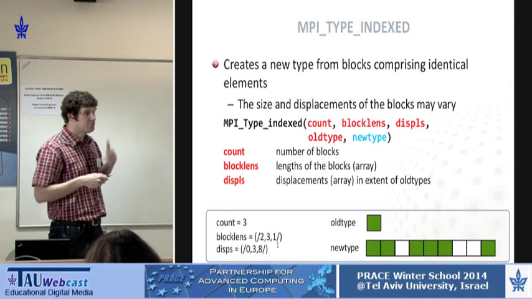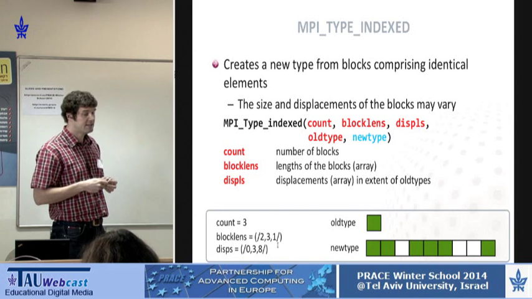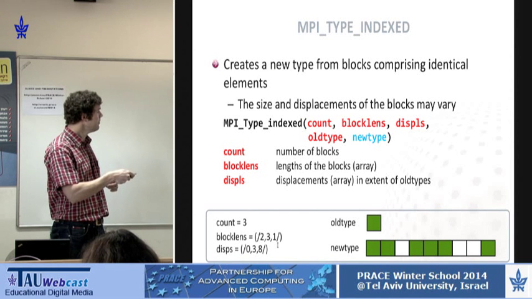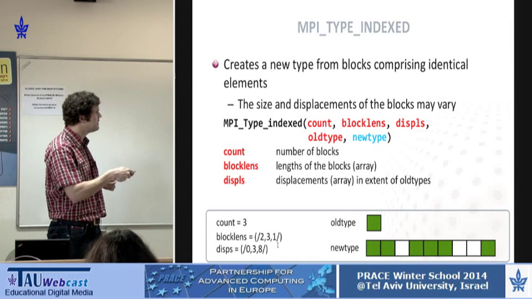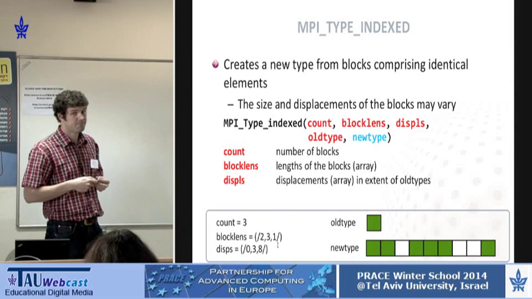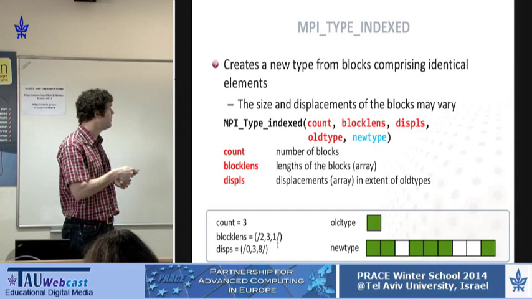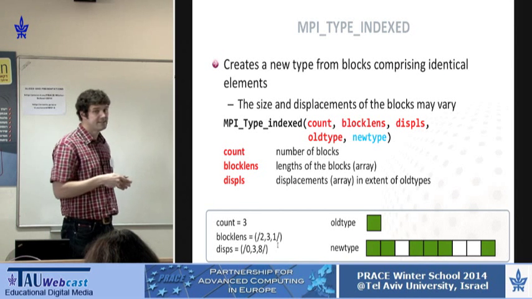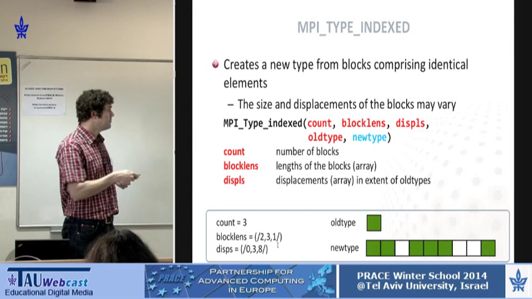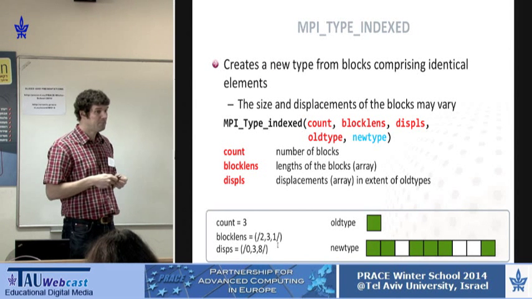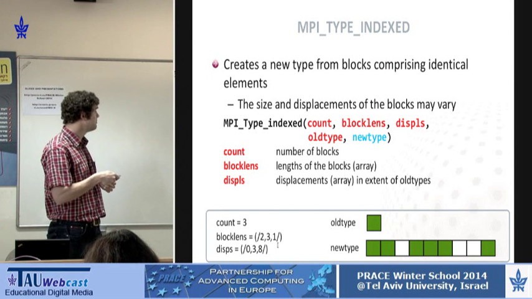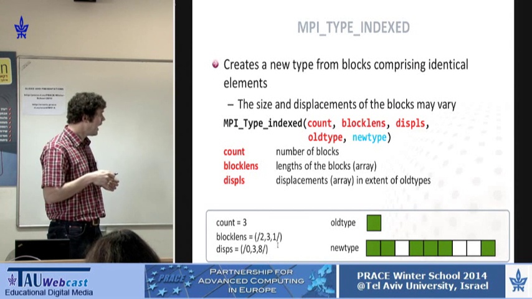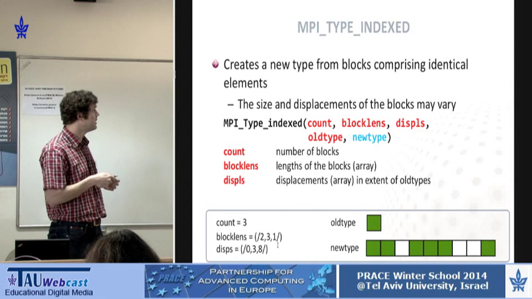So the first one here is just the same, how many blocks we have, as in MPI type vector. But now the second one, instead of being a single scalar, is actually an array. And the size of the array should be the same as this count here. And similar to the strides, we now have this displacement. Once again, instead of a single scalar, it's an array having the same number of elements here. And then we have the building block here, the old data type, and the new type here.